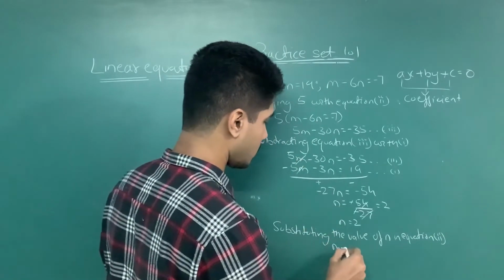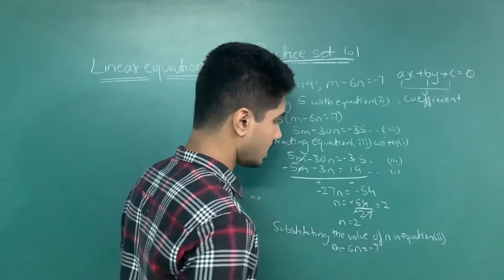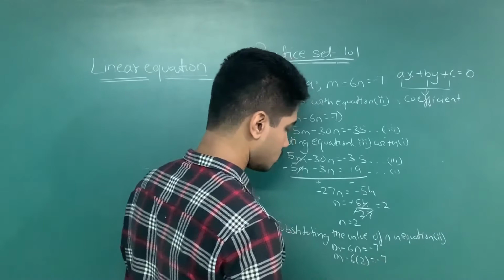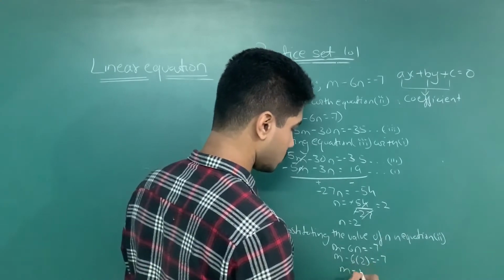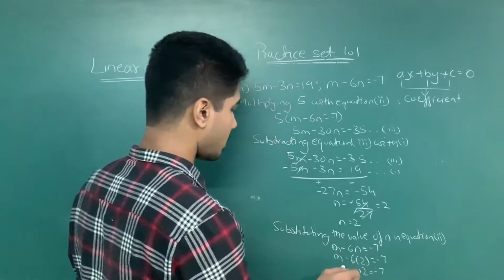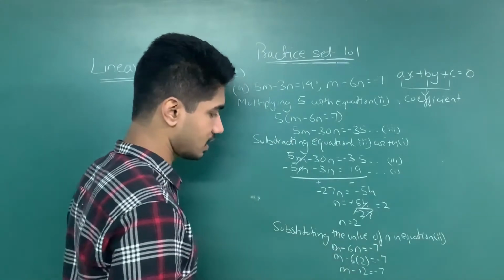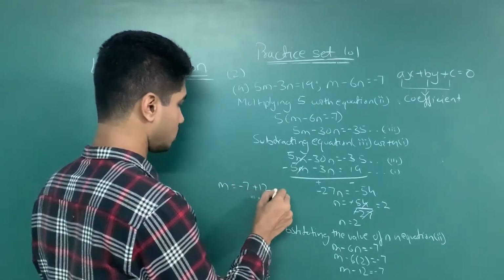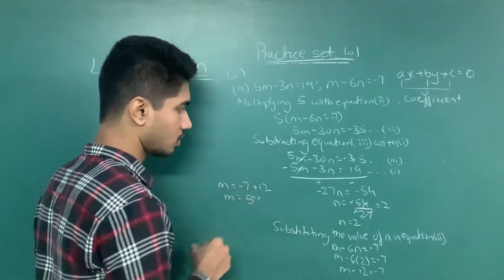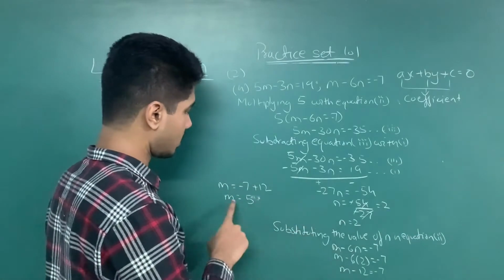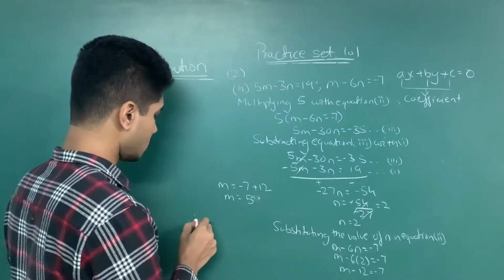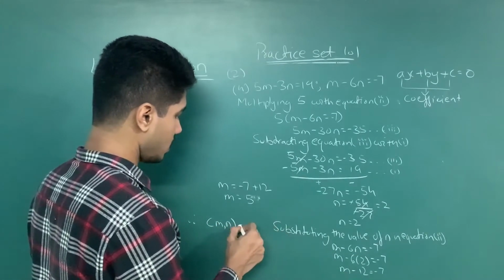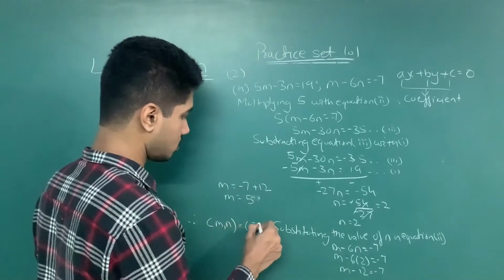I get m minus 6n is equal to minus 7. n के जगह पे मैं 2 डाल देता हूँ. So I get m minus 6 into 2 is 12 is equal to minus 7. So यहाँ पे minus 12 है. जब हम shift करेंगे right hand side पे हमें मिलता है m equal to minus 7 plus 12. m is equal to 5. So आपको n का value 2 मिला और m का value 5 मिला. Therefore, the solution you can write as m comma n, which is equal to 5 comma 2.